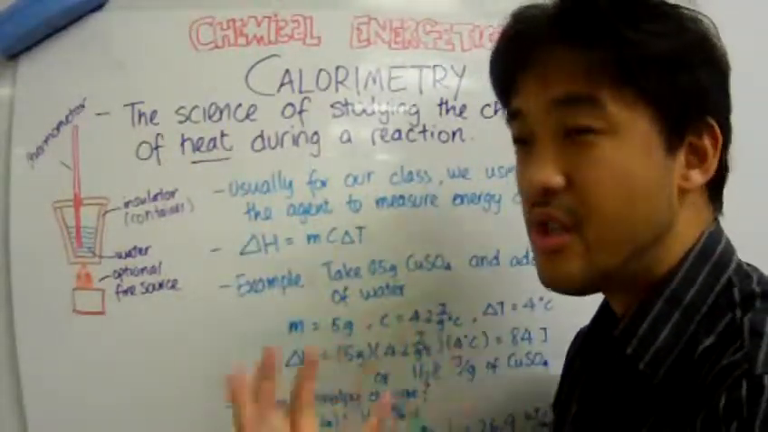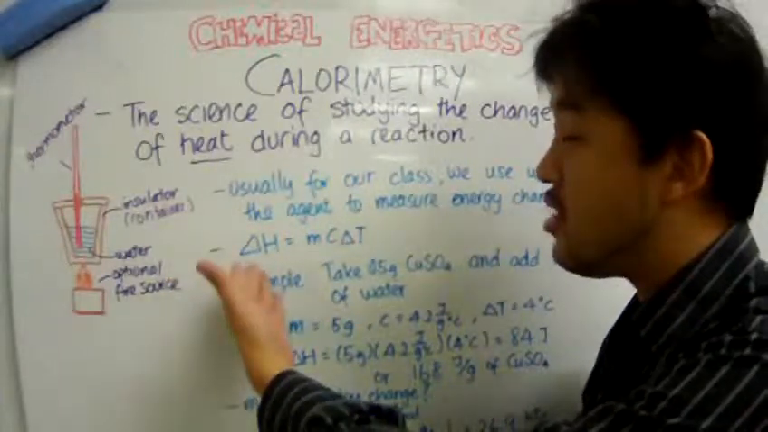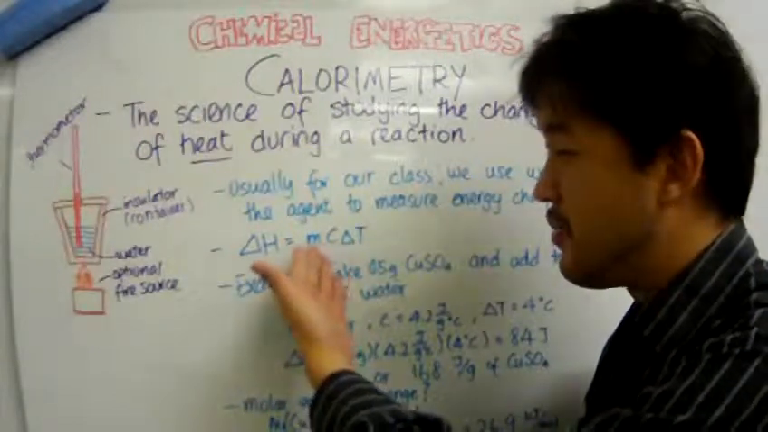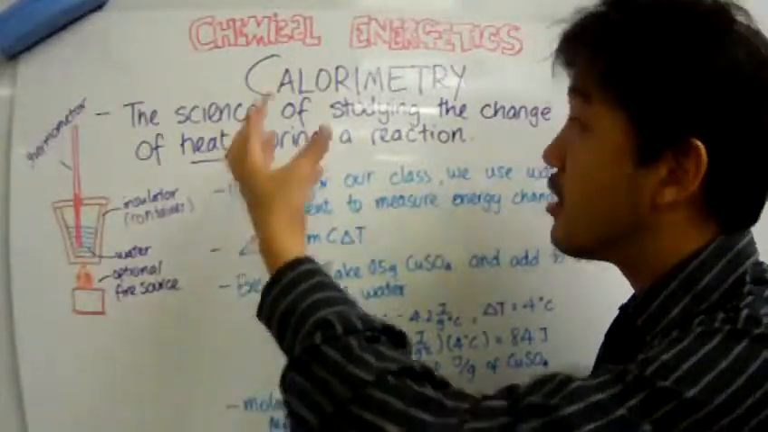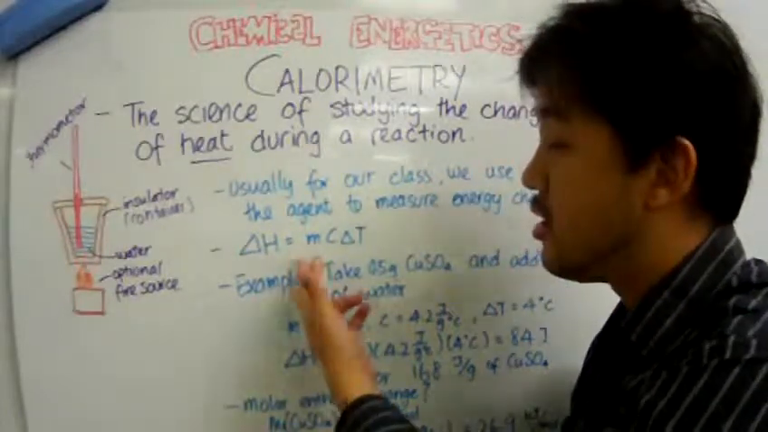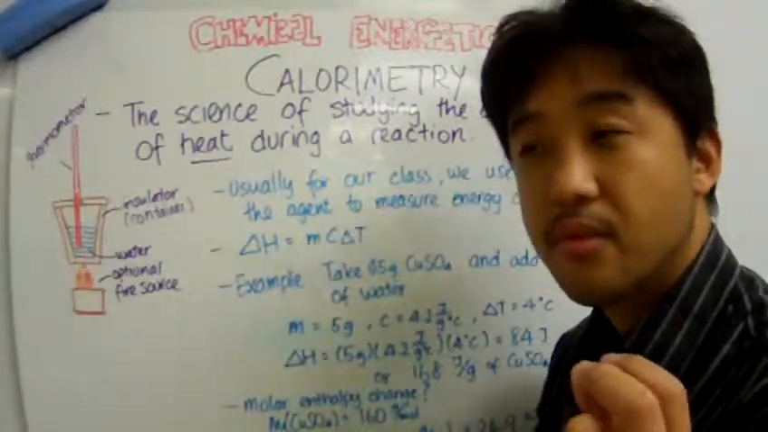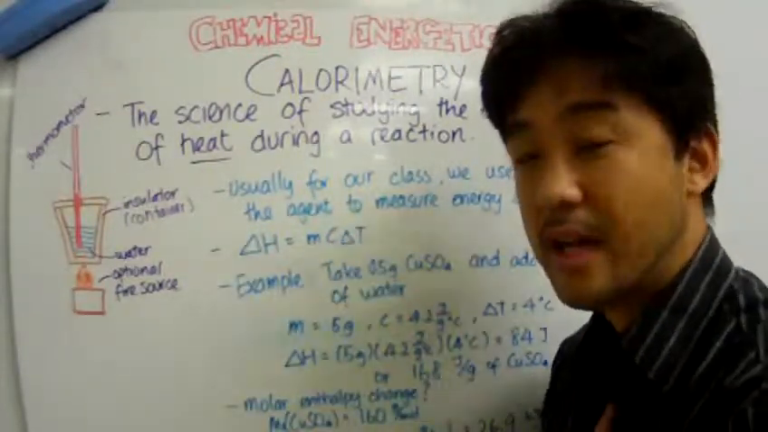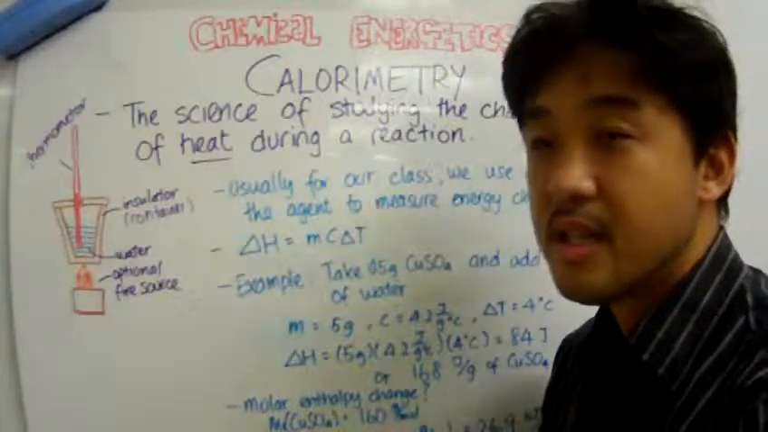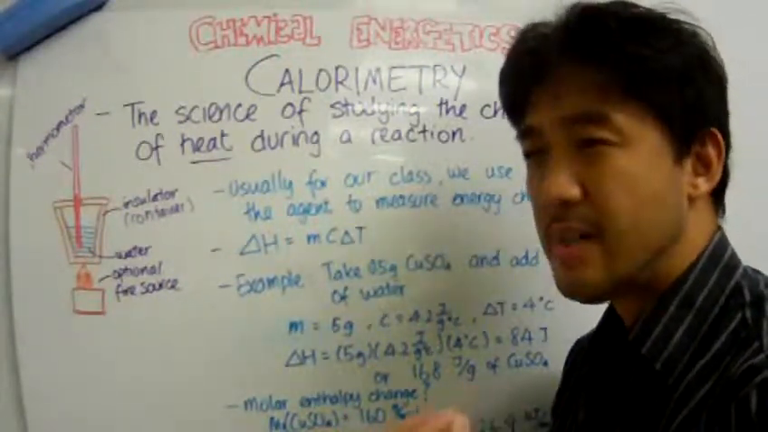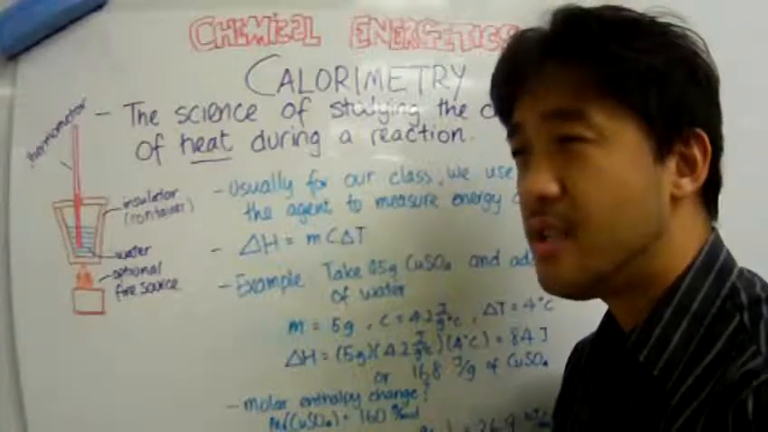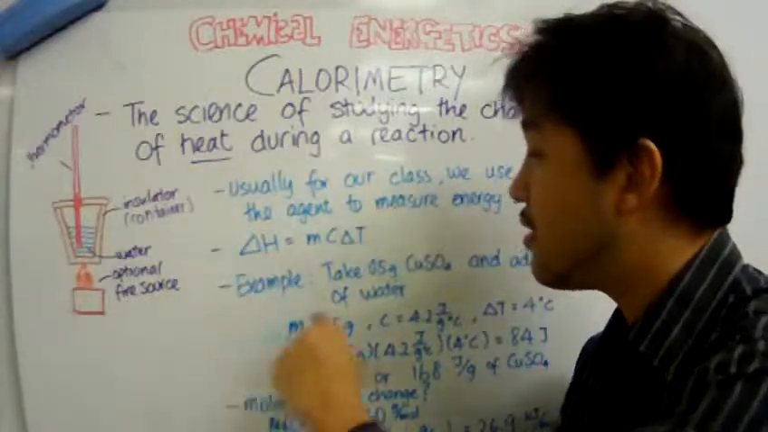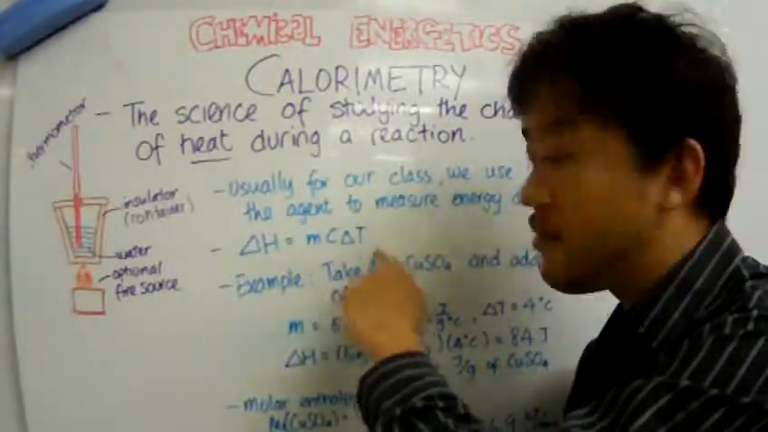So to measure energy change, and again, energy change is simply enthalpy change, we use the formula mcΔT. mcΔT is the formula needed to calculate the energy change. m stands for mass of whatever substance that we're going to use, in this case water for our class. c is the specific heat capacity, which is the amount of energy or heat required to increase 1 gram of water by 1 degree centigrade. And ΔT is the change of temperature.